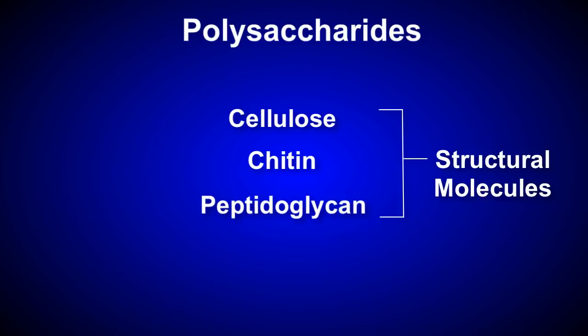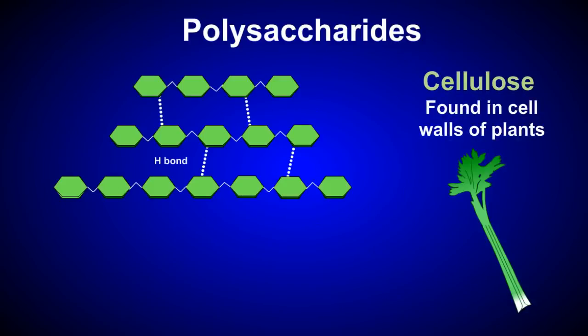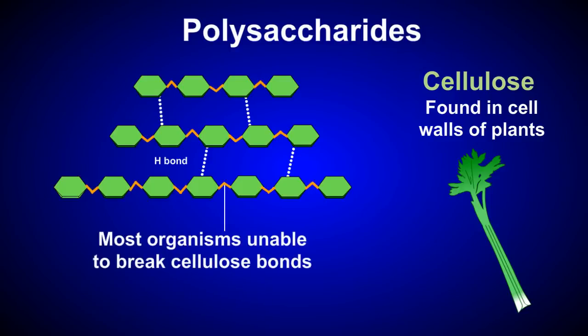Other polysaccharides, such as cellulose, chitin, and peptidoglycan, serve as structural molecules in organisms. The most abundant polysaccharide is cellulose. Cellulose is a straight-chain polymer of glucose, like amylose, but it differs in the configuration of the bonds between the glucose units. Most organisms are unable to break these bonds and cannot use cellulose as a source of energy. Instead, cellulose is used to add strength to plant cell walls.